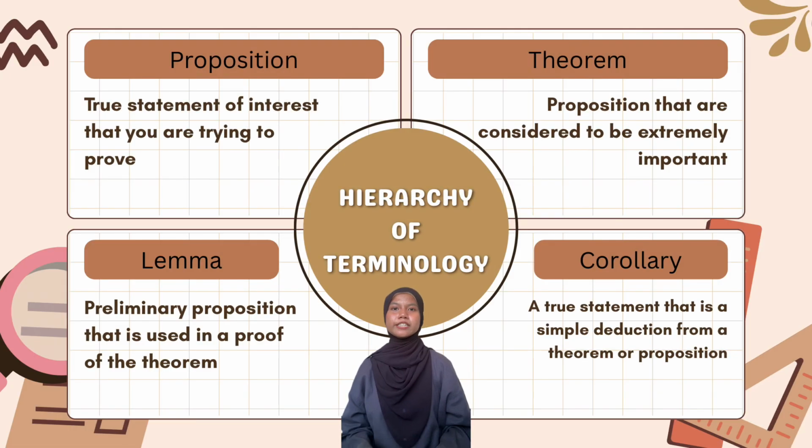Next, we have the hierarchy of terminology, which consists of proposition, theorem, lemma, and corollary. Firstly, a proposition is a true statement of interest that you are trying to prove. Secondly, a theorem is a proposition that I consider to be extremely important. Thirdly, a lemma is a preliminary proposition that is used in the proof of the theorem. And lastly, a corollary is a true statement that is a simple deduction from a theorem or proposition.